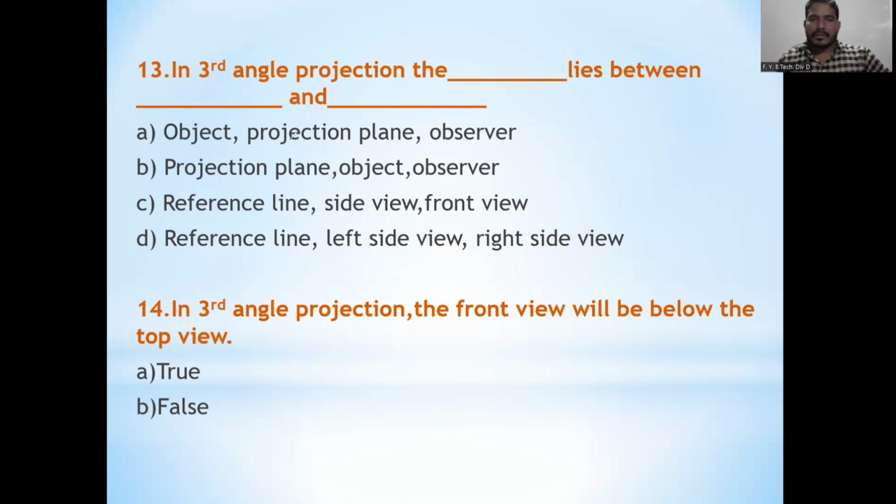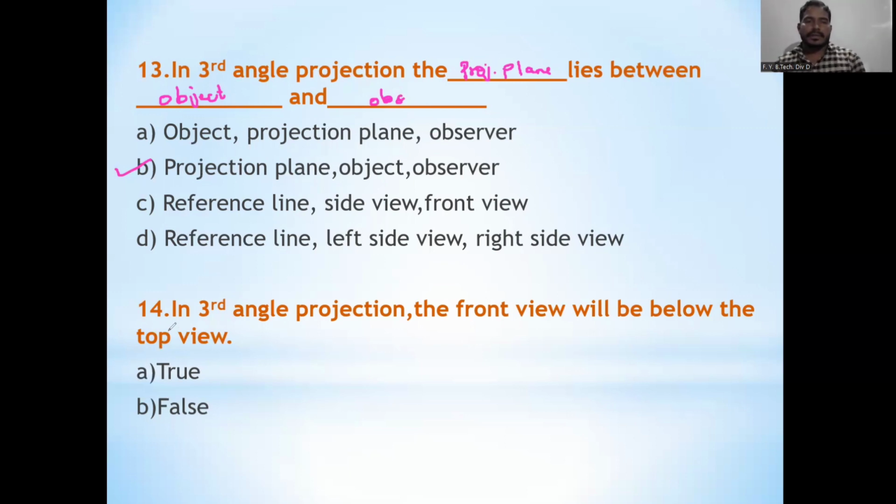So object, projection plane, observer: it's not possible, because the object will not come between the projection plane and the observer. And second, the projection plane comes between the object and the observer. Here's the option, so B will be correct. The projection plane comes between the object and the observer. So option B will be correct here.